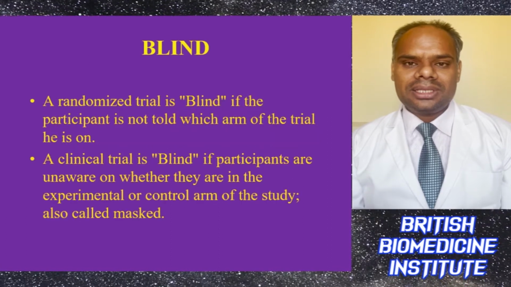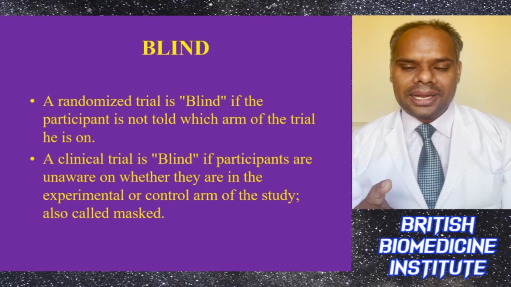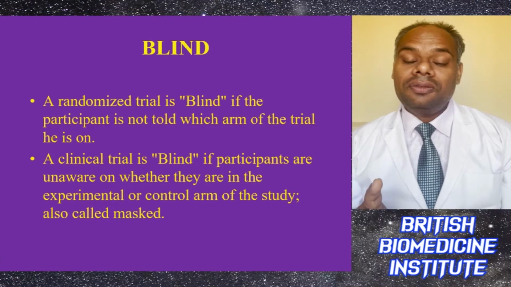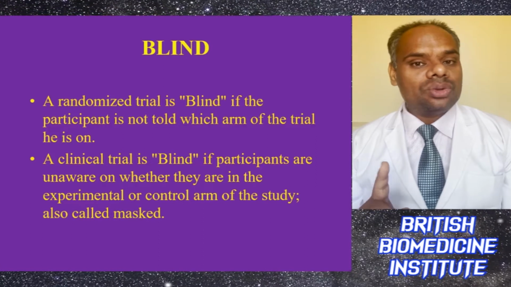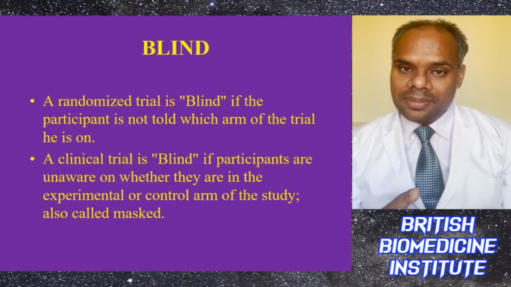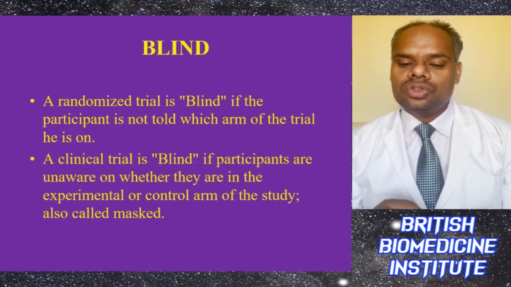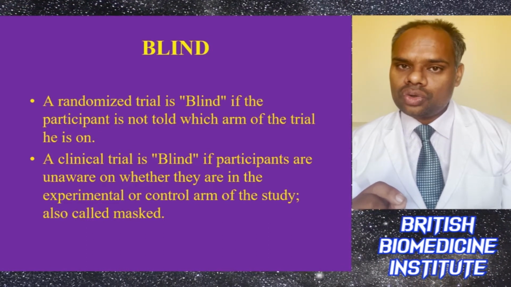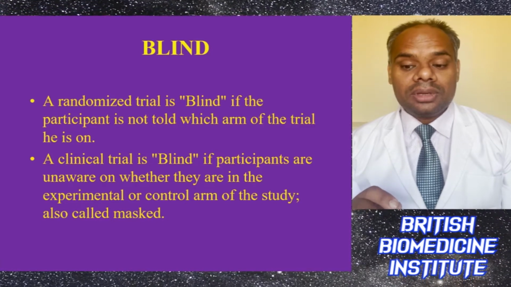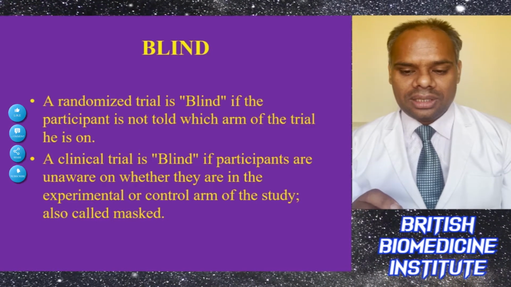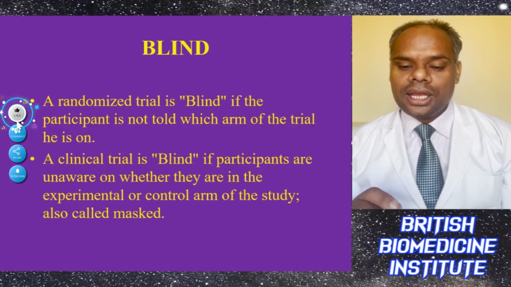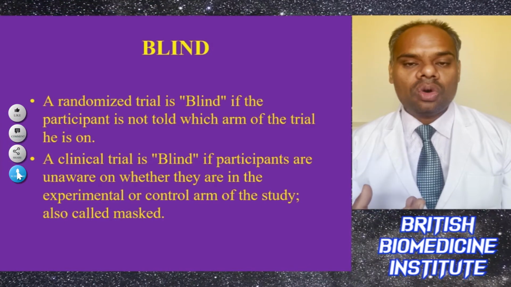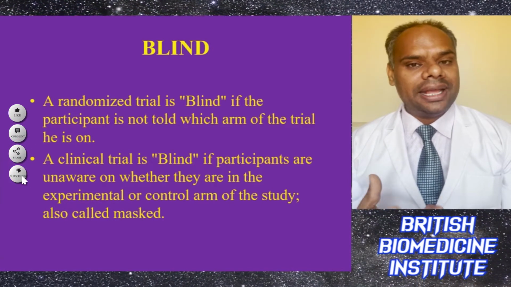Blind. Here it means, suppose it is a double blind, that the patient and the doctor are not aware. If it is single blind, it means the patient is not aware whether he is getting the main medicine or placebo. So basically in a randomized trial, a blind happens if a patient is not told which arm he is participating in. A clinical trial is blind if participants are not aware whether they are on the experimental drug or on the control arm of the study, and hence they are masked.